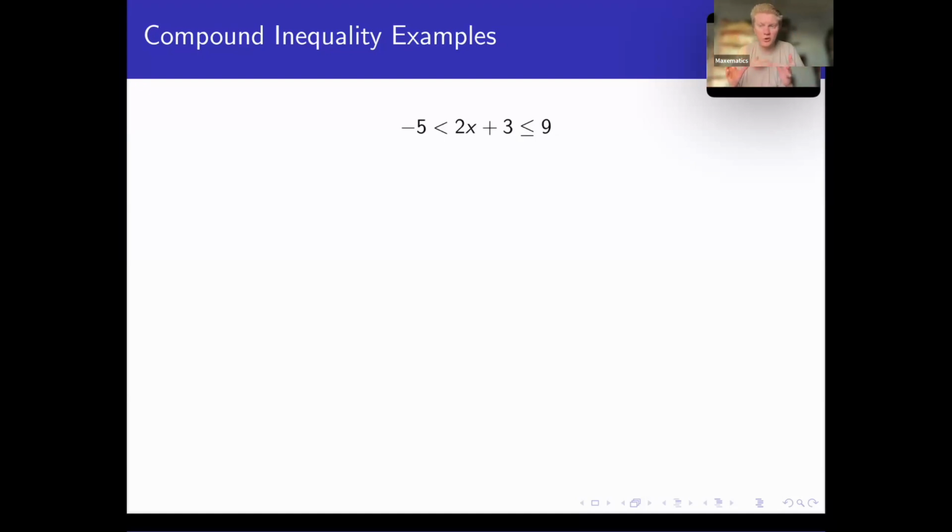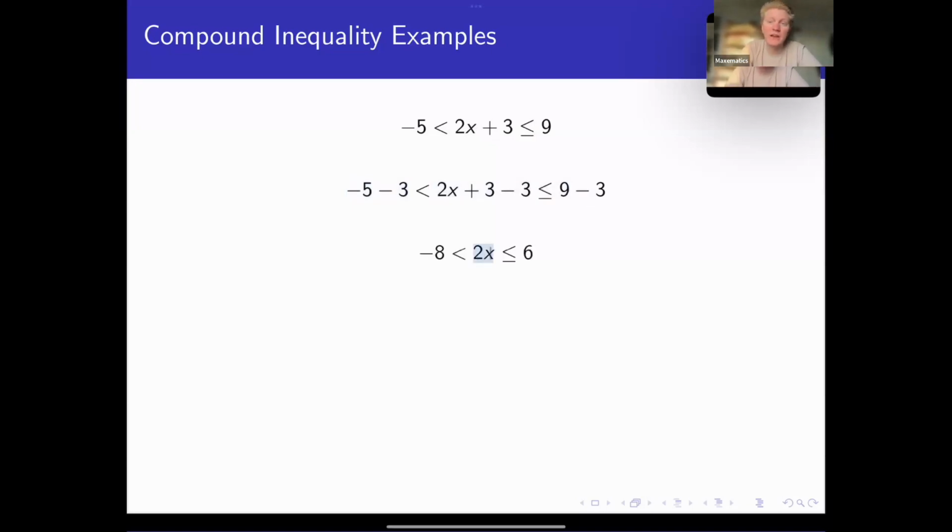So long story short, when you're solving inequalities that look like this, if you do something to one part of the inequality, you need to do it to all of the parts of the inequality. So when you go to subtract 3 to get x by itself, you're not just subtracting 3 from one of the two sides. You are subtracting everything by 3. Okay? You subtract 3 everywhere. And now when you go to divide by 2, you divide by 2 everywhere. So we get negative 4 less than x less than or equal to 3.